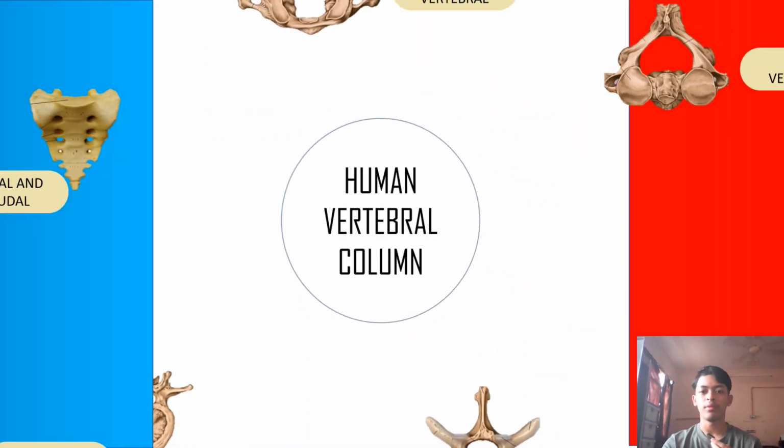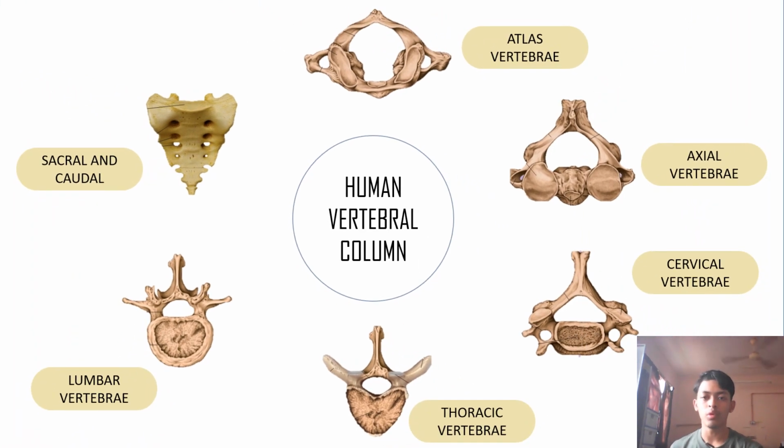First, we need to know what the human vertebral column consists of. So there are 6 of them, and 3 of them are located in our necks, and the rest are located in our backs. We have the atlas vertebrae, axis vertebrae, and cervical vertebrae, which are located in our necks. And the rest are thoracic vertebrae, lumbar vertebrae, and sacral and caudal.